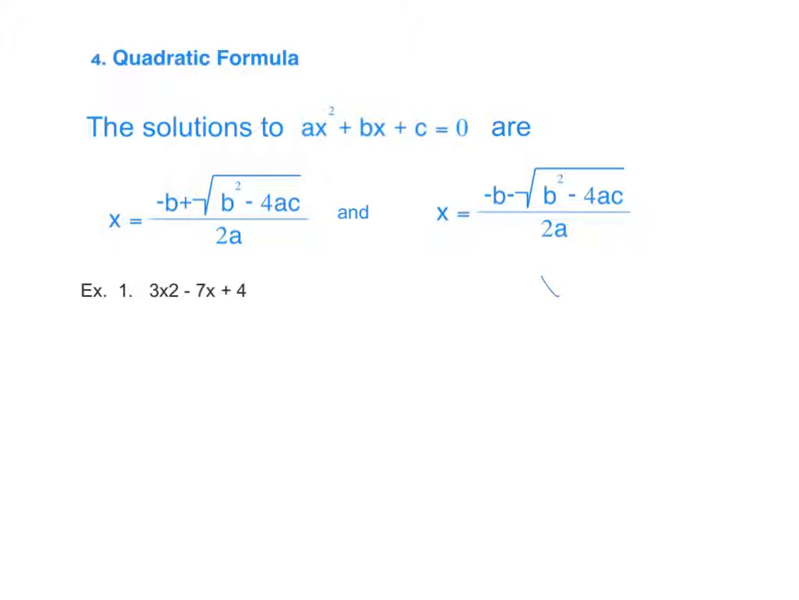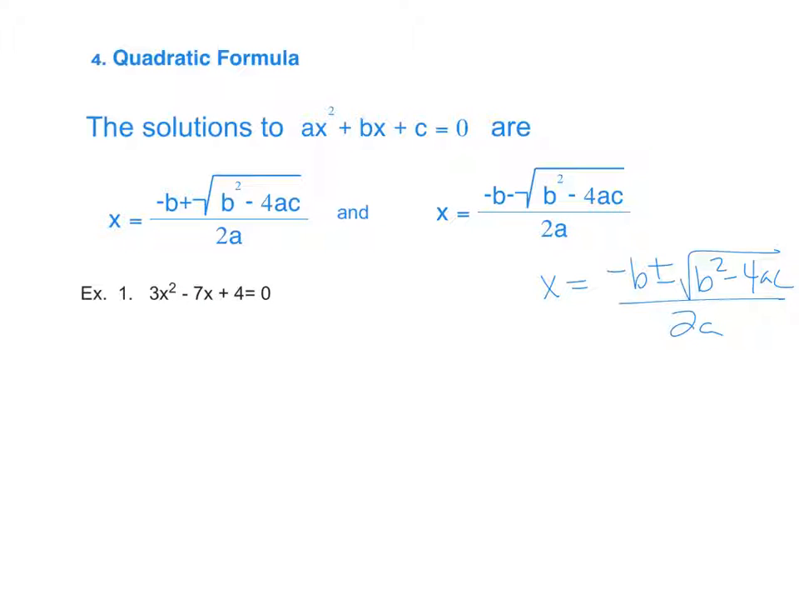A lot of times you'll see this written as negative b plus or minus the square root of b squared minus 4ac all over 2a, which is fine. You can use that notation. It's a lot easier, especially when you have an irrational solution. Just remember that you actually have two solutions to your quadratic formula. We should always come up with two solutions.